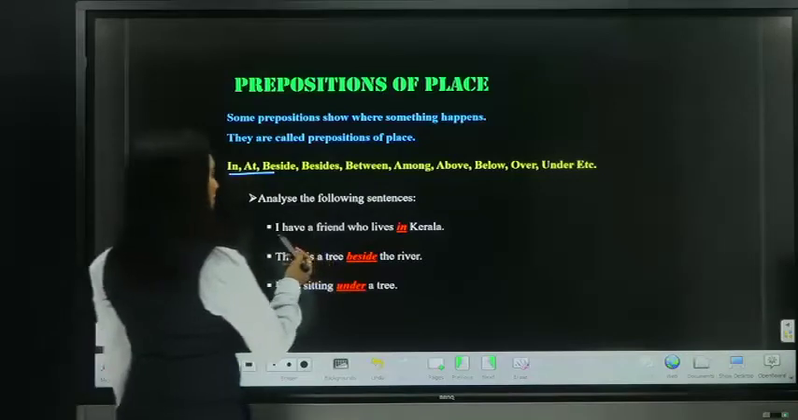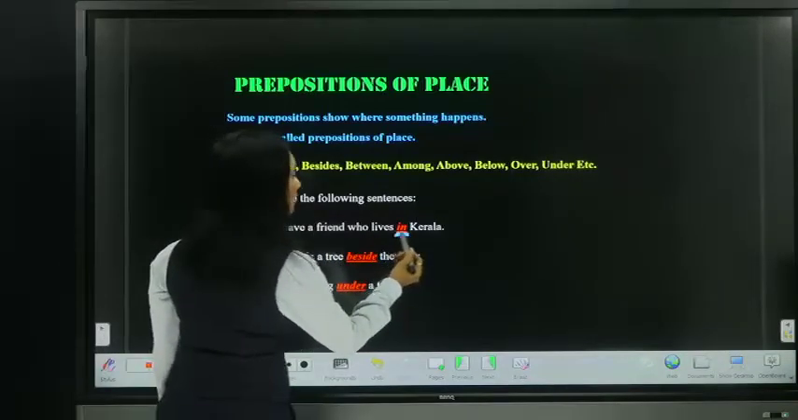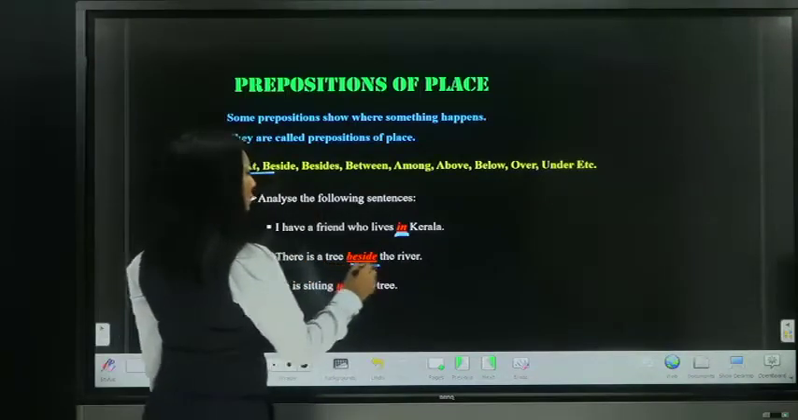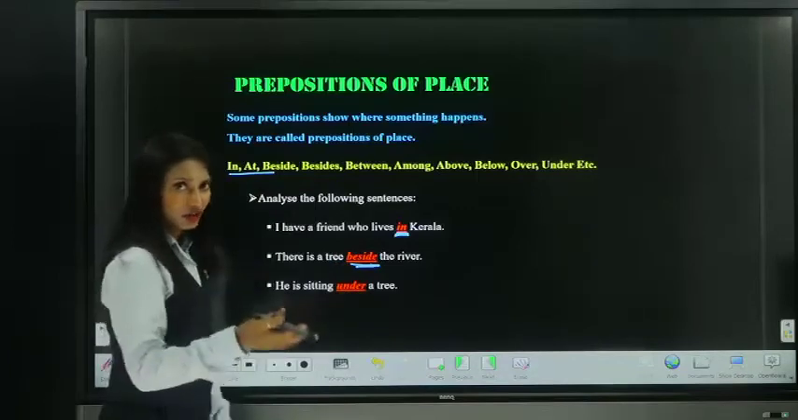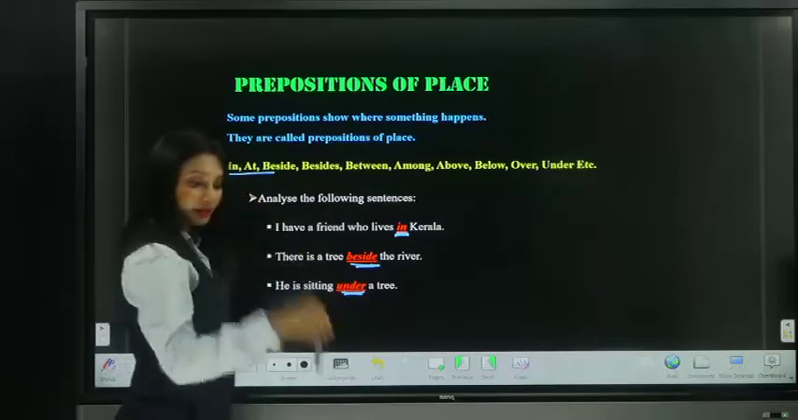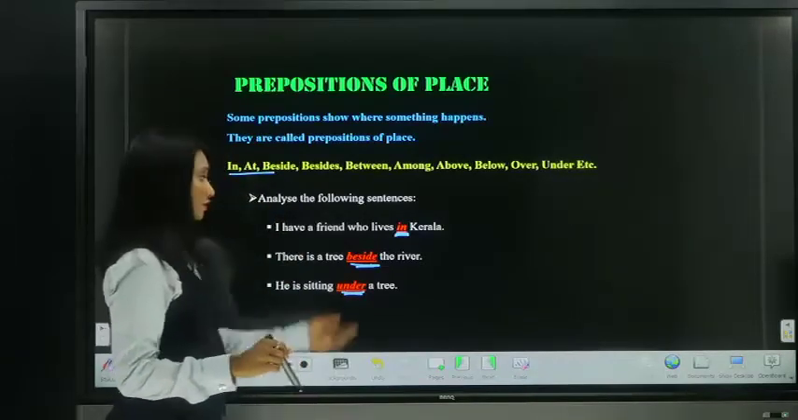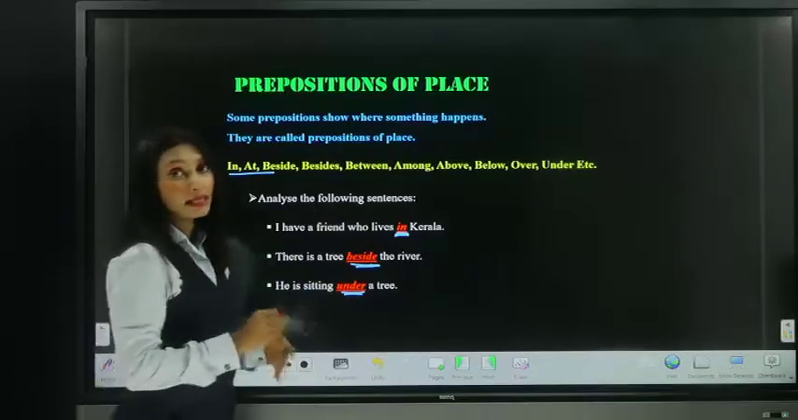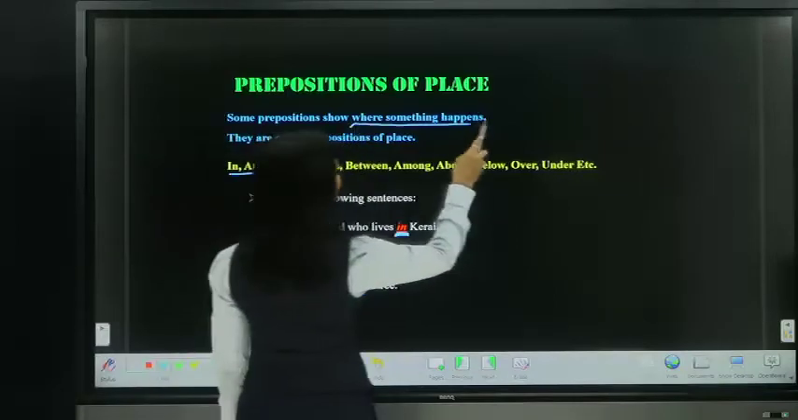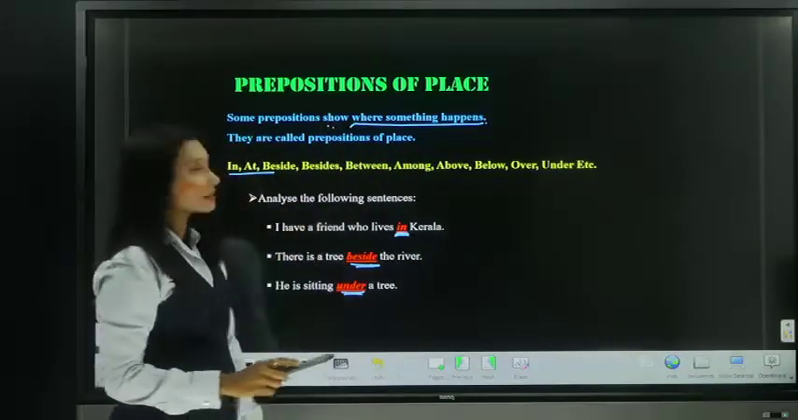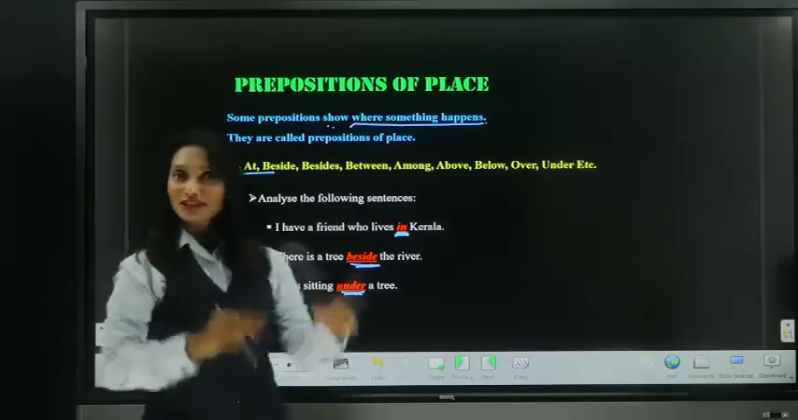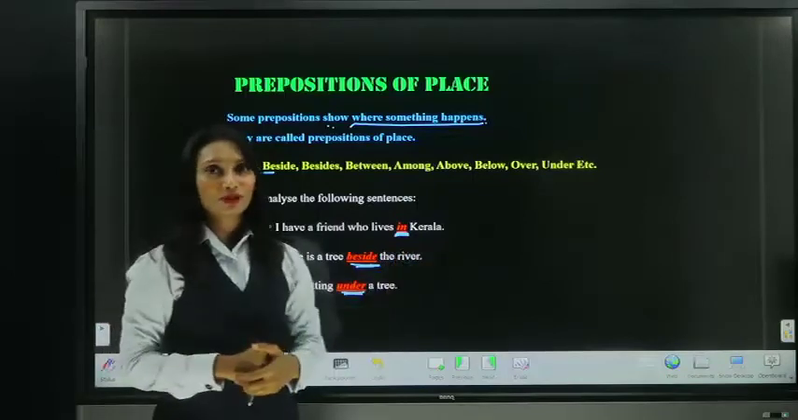Look at these examples. I have a friend who lives in Kerala. Kerala is a place, a state. There is a tree beside the river, by the side of, indicating the position. He is sitting under a tree. Again, the place and position. So the prepositions which indicate the place as well as the position of an action, which talk about where something happens, are prepositions of place. Just like prepositions of time, we have listed out some prepositions. Let's see the same for prepositions of place.